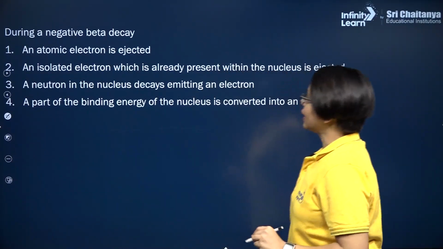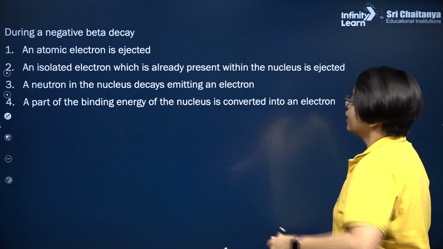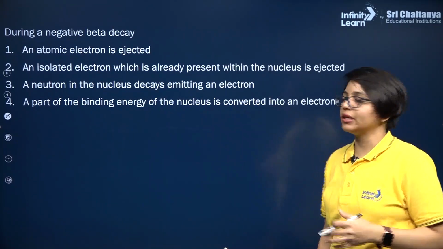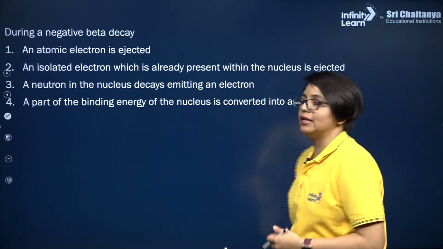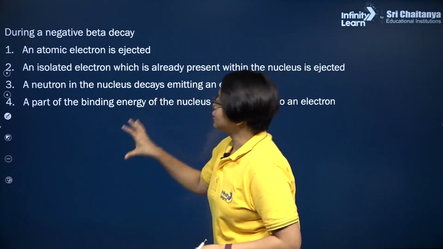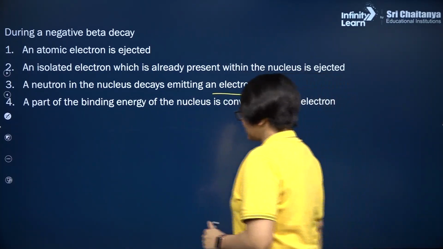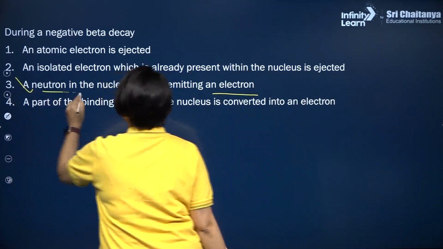Next is during a negative beta decay. During the negative beta decay, what happens? A neutron converts itself into a proton, an electron and an anti-neutrino, right? So the proton will stay inside the nucleus and the electron will be emitted by the nucleus. So the correct answer is option 3.